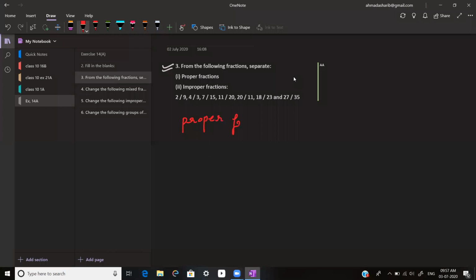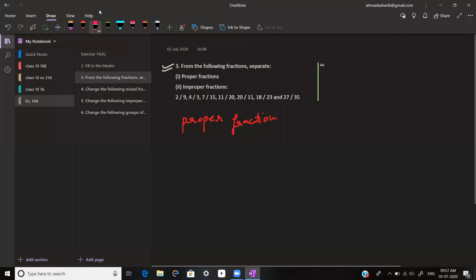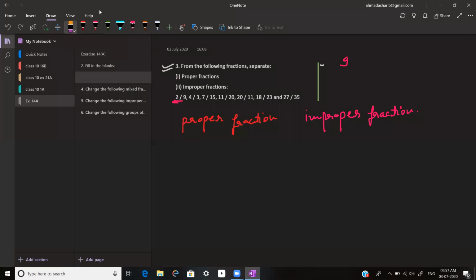proper fraction here and write improper fraction here. Okay. Now 2 upon 9, is it proper or improper? 2 upon 9. What is this? Proper or improper? Tell me, students, 2 upon 9 is proper or improper?